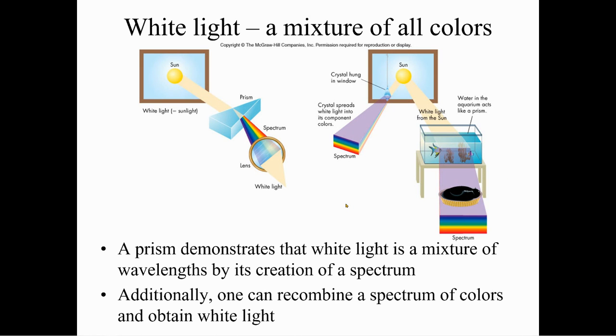So white light is a mixture of all the colors, and we know this because we take that light from the sun and we slow it down through a medium. When it's slowed down, it breaks into the different wavelengths of light, all right? And we can see the complete and total spectrum. A prism demonstrates that white light is a mixture of wavelengths by its creation of a spectrum. We can also recombine those back into white light. Additionally, one can recombine a spectrum of colors and obtain white light.